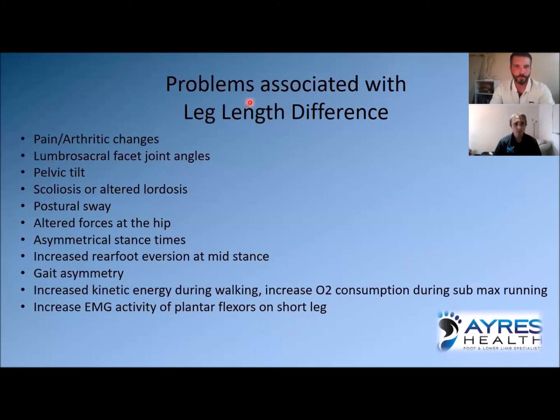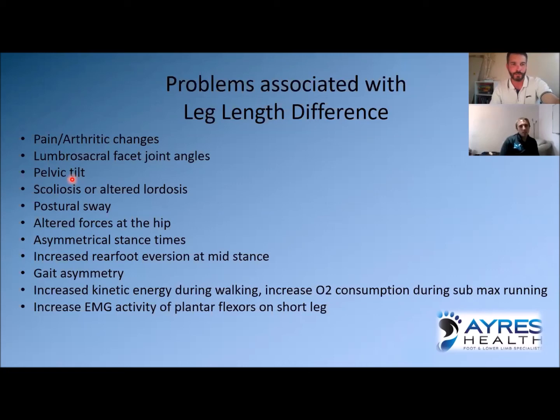Yeah, so these are some of the problems that are often associated with limb length differences, pain and arthritic changes. We'll come and look at some of the evidence in a second for that. Lumbosacral facet joint angles. Again, this is looking at joint angles rather than actually comparing whether somebody has pain or not. So just because somebody is out of alignment doesn't mean that they're necessarily going to have pain. Pelvic tilt, again, this is posture and position. It's not an issue unless it's painful, but a lot of the research looks at these different alignments and things which aren't an issue.